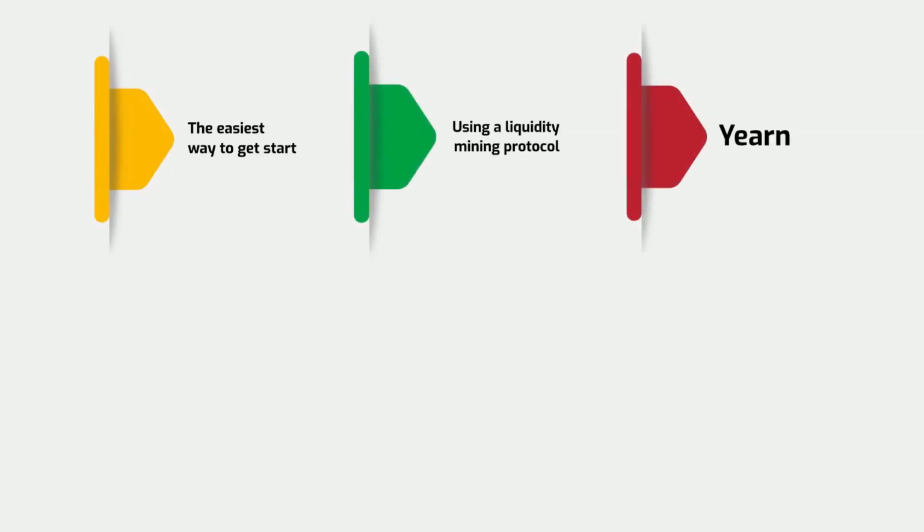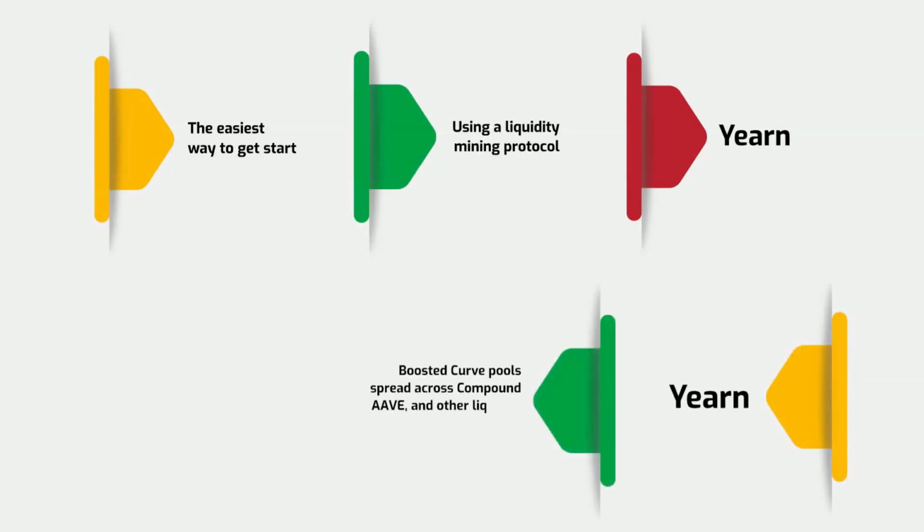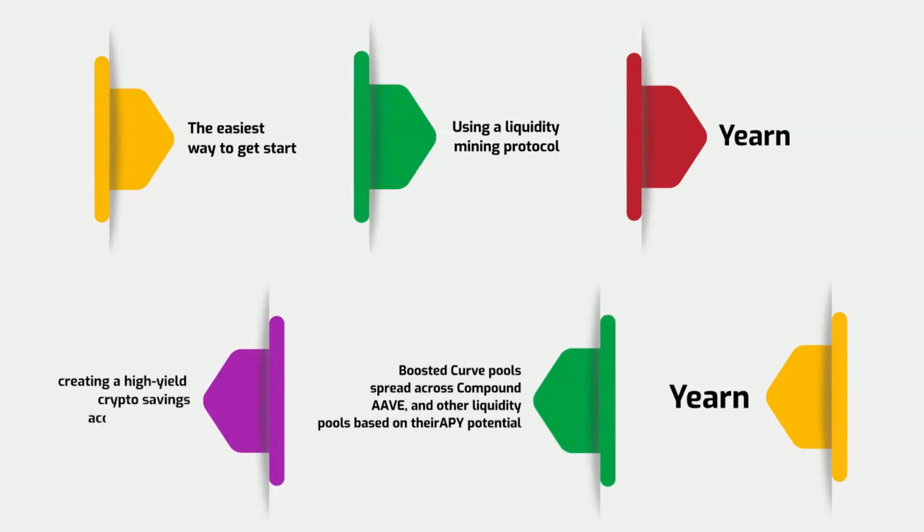The easiest way to get started with liquidity pools is using a liquidity mining protocol like Yearn. Rather than dealing with complex trades, Yearn deposits your funds into boosted Curve pools spread across Compound, Aave, and other liquidity pools based on their APY potential, creating a high-yield crypto savings account of sorts.